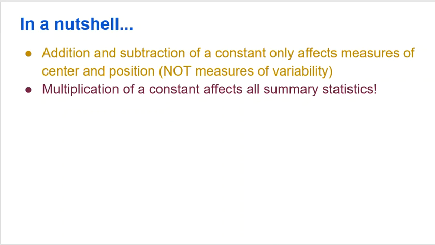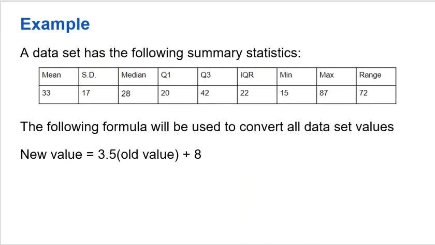They don't affect measures of spread. Addition and subtraction only affect measures of center and position, not variability or spread. Multiplication, however, affects everybody. Pretty simple. All right, now let's look at an example so we can really understand this.